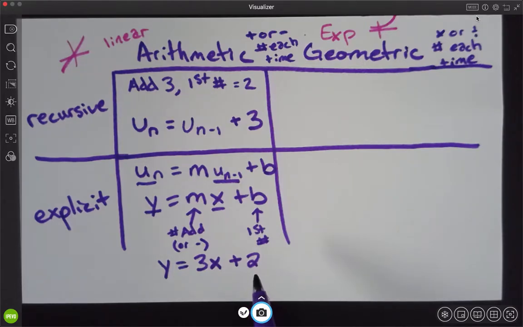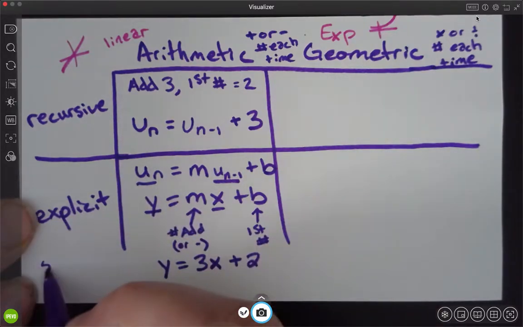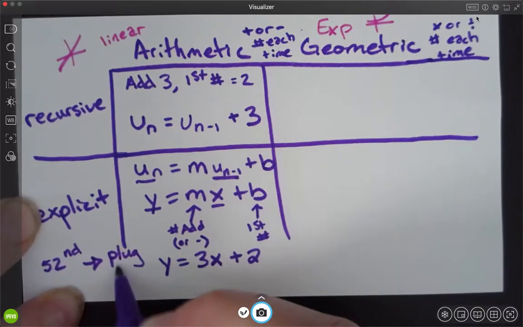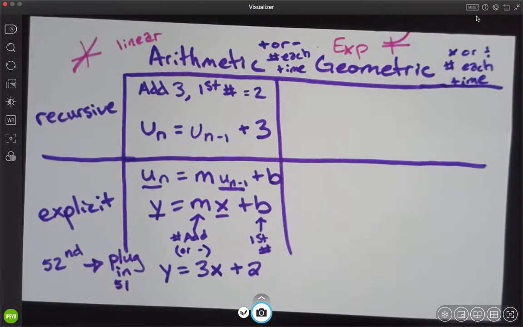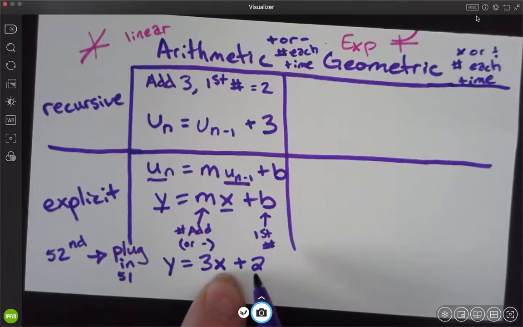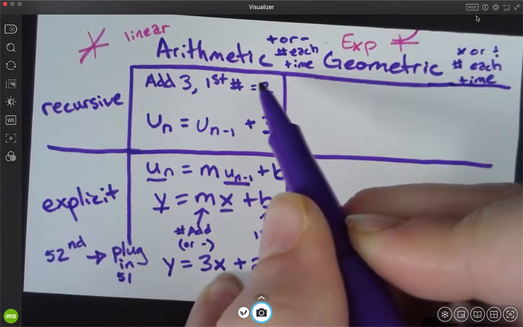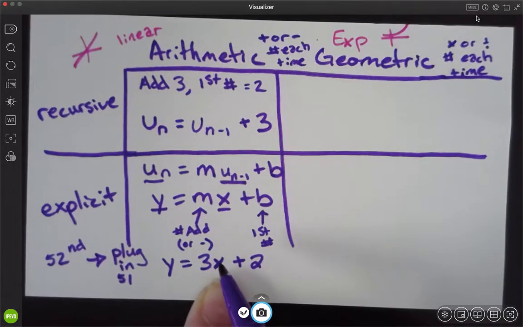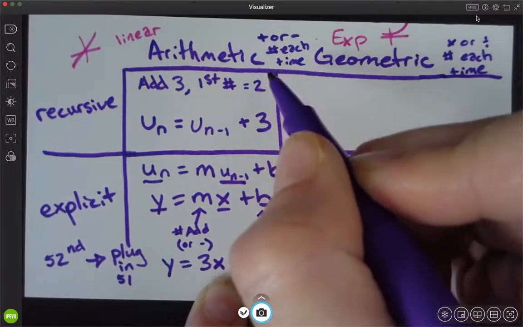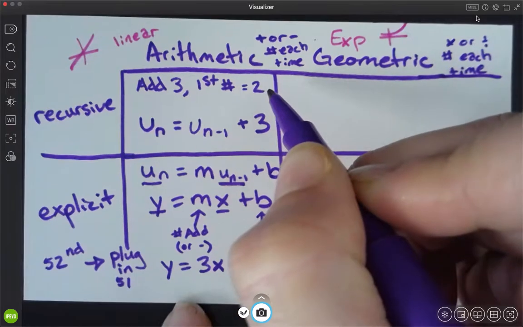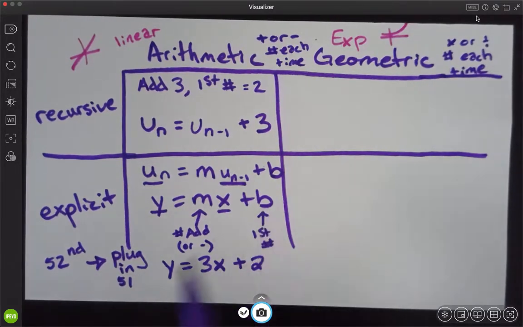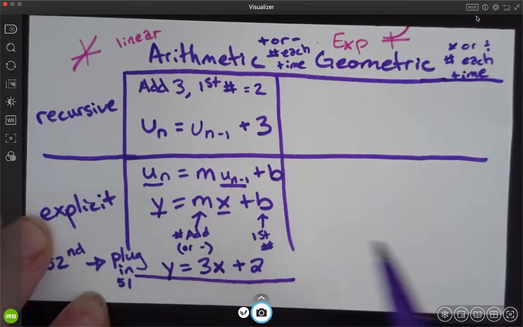Now the problem with this is if I want to know the 52nd number, I'm going to need to plug in 51 instead of 52. Because the first term is labeled as u sub 0, so basically you're inserting 0 into this equation. 3 times 0 plus 2 will give me 2 as the answer. So the first term is labeled as 0. The 52nd term would be labeled as 51, which is what you would need to plug in. So that is the explicit formula for an arithmetic sequence.